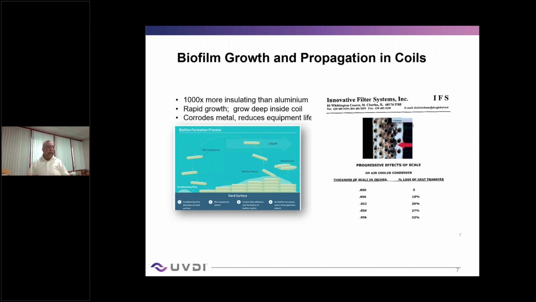And then it's protecting them from any traditional biocides or steam or chemical cleaning which has been used.